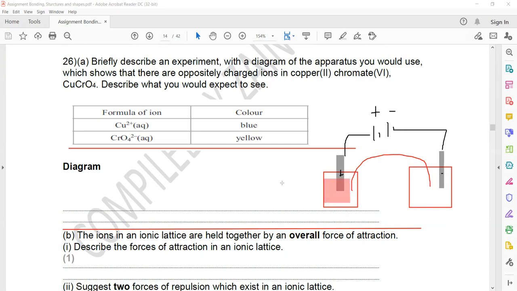of copper(II) chromate. So when we do electrolysis, the copper ions are positive, so they will move towards the negative electrode. So this solution will turn blue. And chromate ions, as I mentioned, are yellow in color, and they are negative, so they will move towards the positive electrode. So this side of the solution will turn yellow.